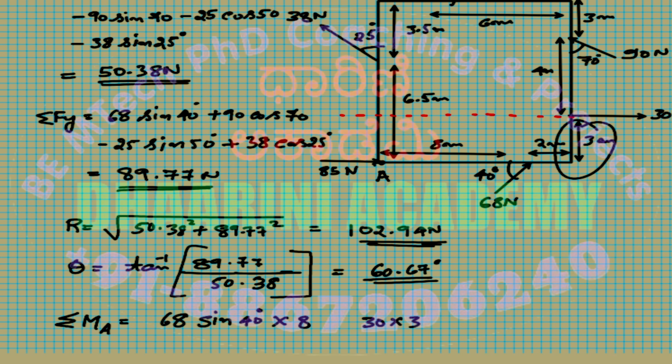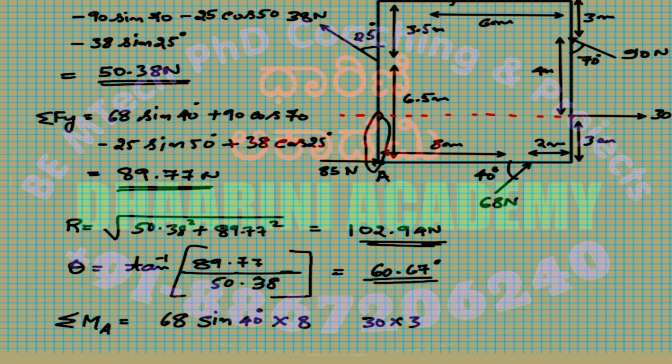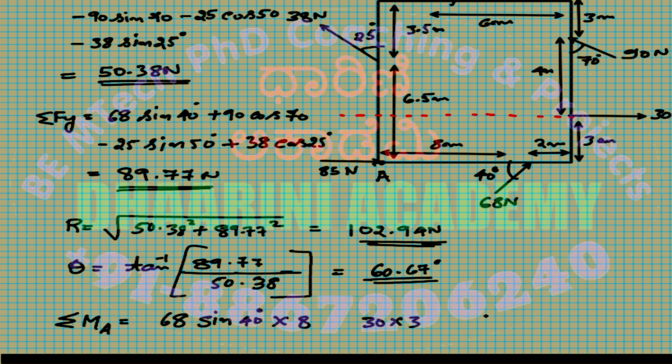Now the next objective is to decide whether this is positive or negative. The force is moving to the right side, so if I hold something over here, it will rotate to the right. Rotating to the right means it is clockwise, and clockwise will become negative, so minus 30 into 3. Right, let's move to the next force, that is 90 Newton.